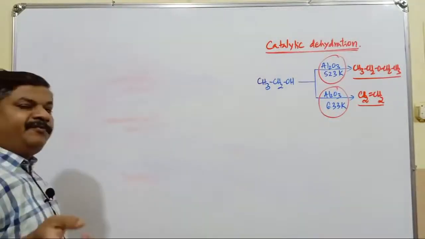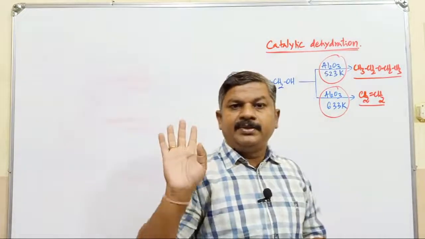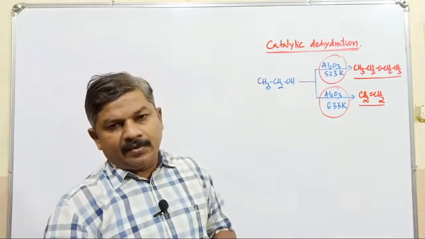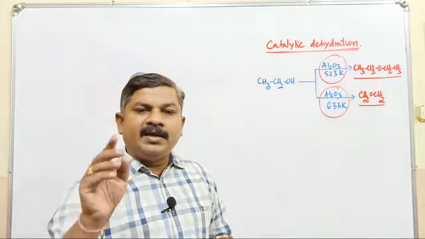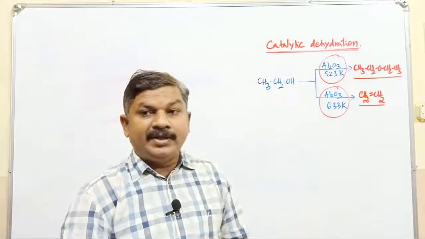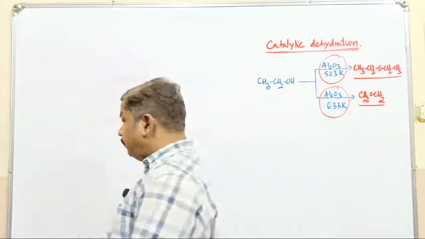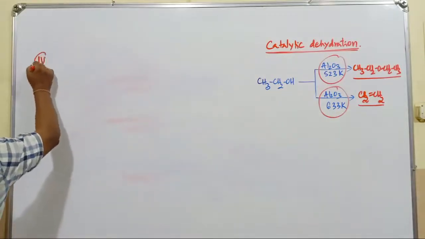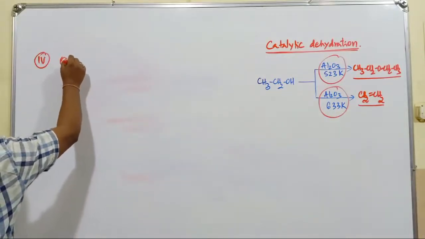We have discussed the first reactions due to cleavage of the OH bond. Next one, reactions due to cleavage of the carbon and oxygen bond. Third set of reactions are going to be what? Elimination reactions. Now we have to go with the fourth set of reactions. This is oxidation reactions.